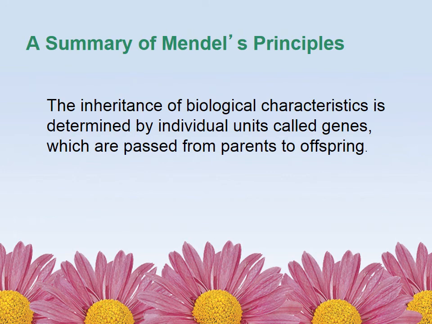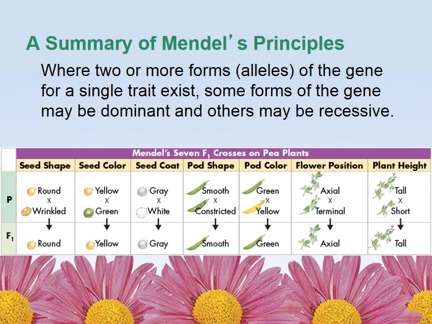So the inheritance of biological characteristics is determined by genes, and these are passed from the parents to offspring. That's one thing that we learned. The second thing that we learned is that when there are two or more alleles of a gene for a single trait, some will be dominant and some may be recessive.